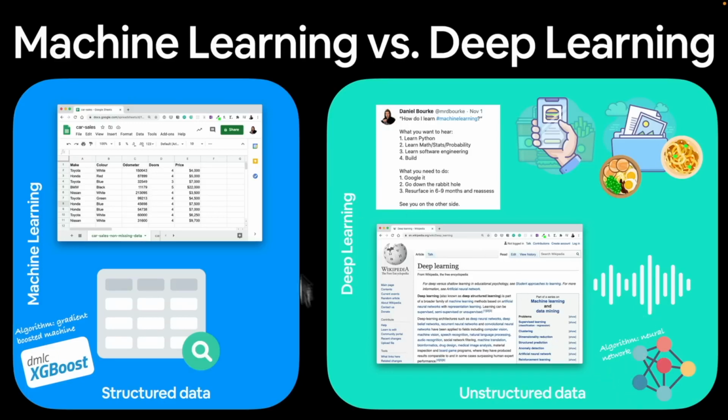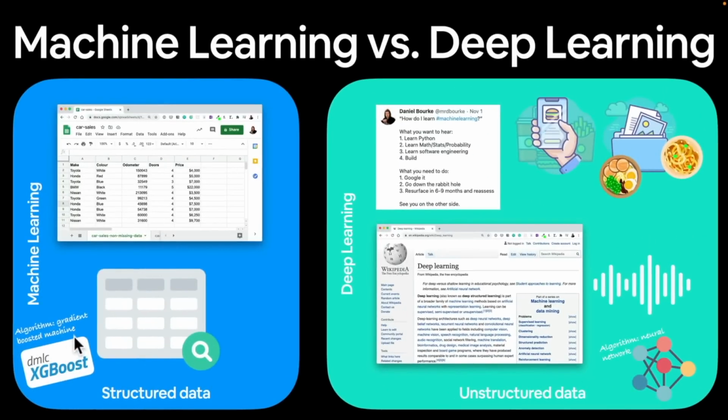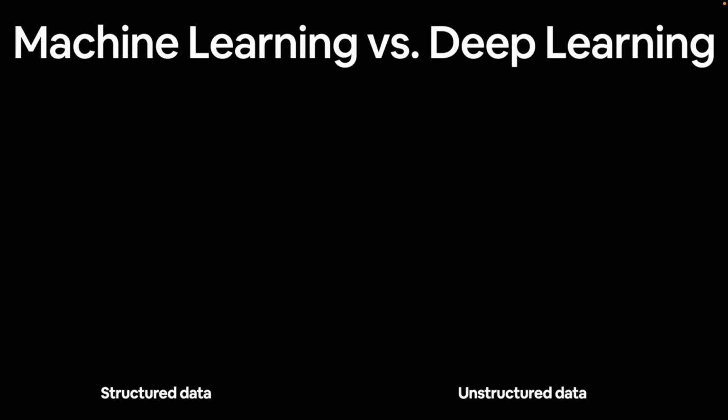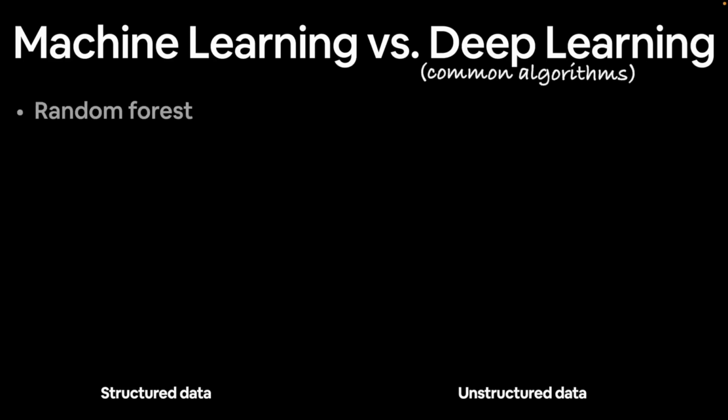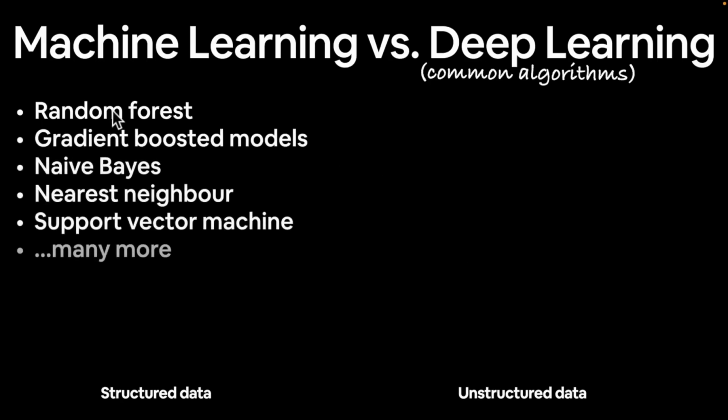And so typically for unstructured data, you'll want to use a neural network of some kind. So structured data, gradient boosted machine, or a random forest, or a tree-based algorithm such as XGBoost, and unstructured data, neural networks. So let's keep going. Let's have a look at some of the common algorithms that you might use for structured data, machine learning, versus unstructured data, deep learning. So random forest is one of my favorites, gradient boosted models, naive Bayes, nearest neighbor, support vector machine, SVM, and then many more.